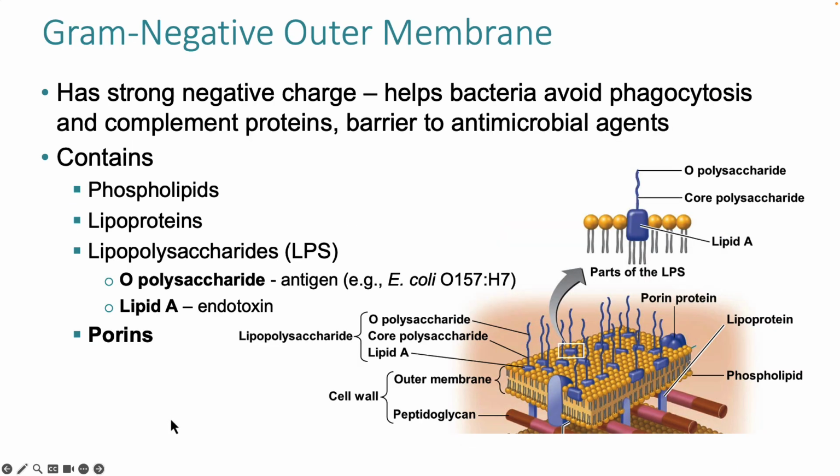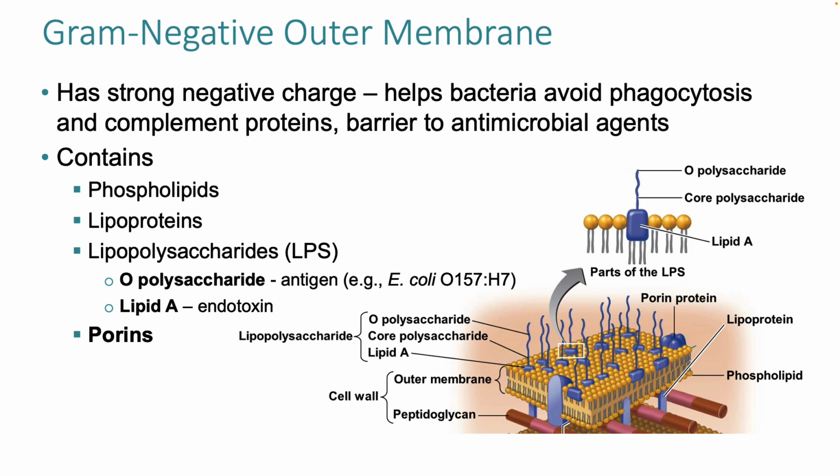Now, what is the role of this? Well, the LPS, the lipopolysaccharide, one is very strongly negative. That is important because it can make gram-negative cells more resistant to being consumed by the immune system through phagocytosis. It also helps gram-negative bacteria avoid parts of the immune system called the complement system, which attack and try to destroy the cell membrane.